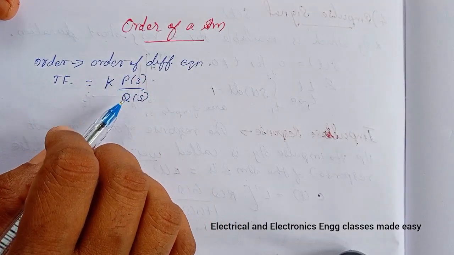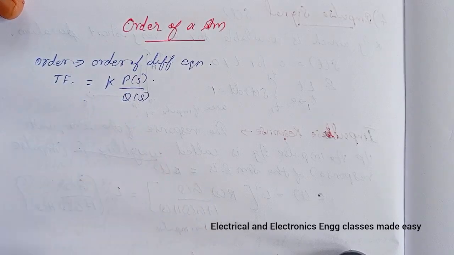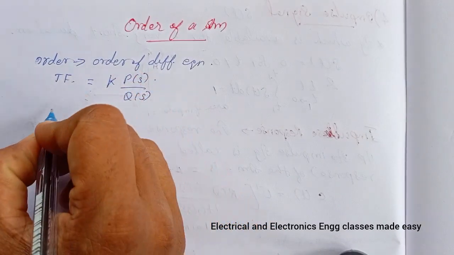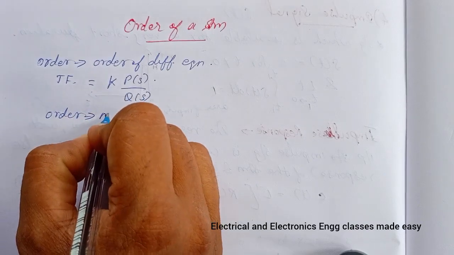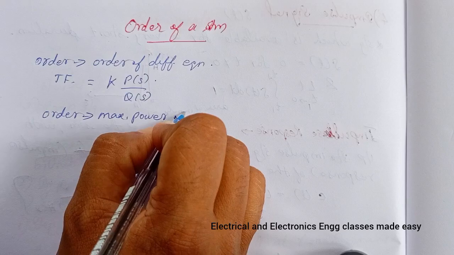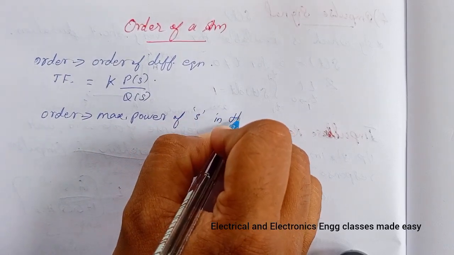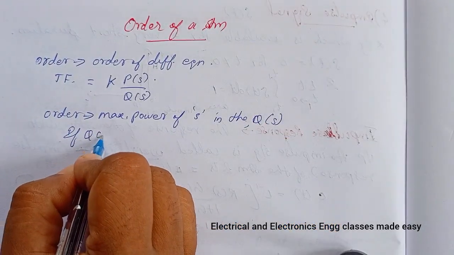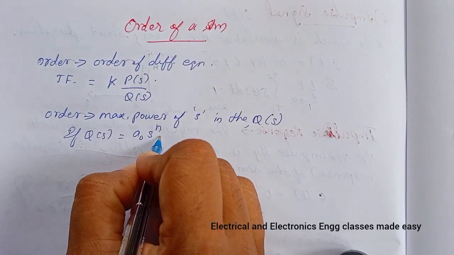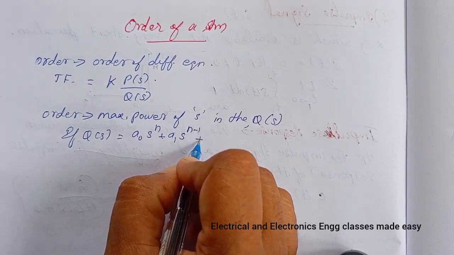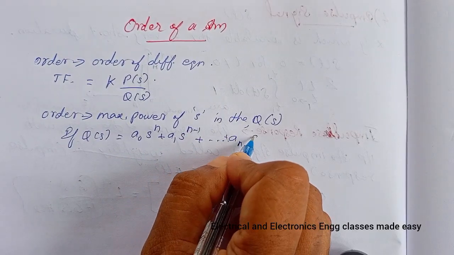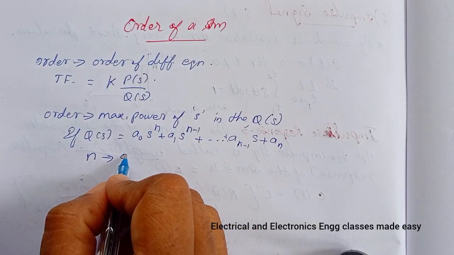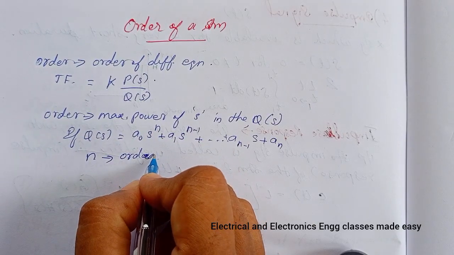So, let the transfer function be p of s divided by q of s, and the order of the system is given by the maximum power of s in the denominator polynomial, that is q of s. If q of s is equal to a0 s raised to n plus a1 s raised to n minus 1 plus etc. plus an minus 1 s plus an, then this n is the order of the system.